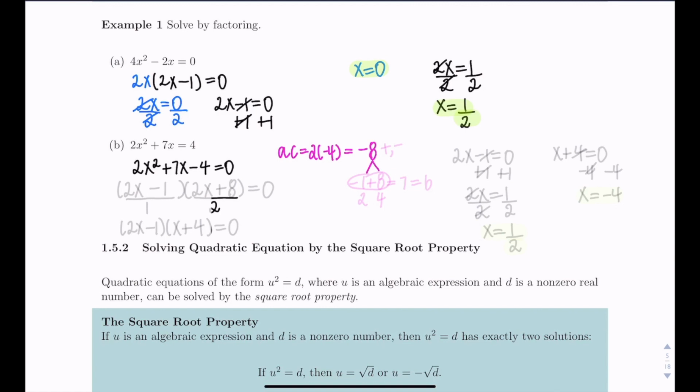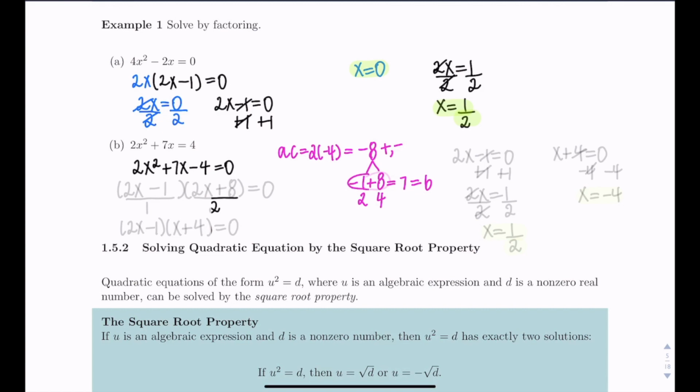We want to find the factors of 8. So we've got 1 and 8, and 2 and 4. Because AC is negative 8, I need to have one positive term and one negative term. From these factors of 1 and 8 and 2 and 4, we have to find the combination that adds up to B, which is 7. In this case, if I have a negative 1 plus an 8, I'm going to get 7, which is B.